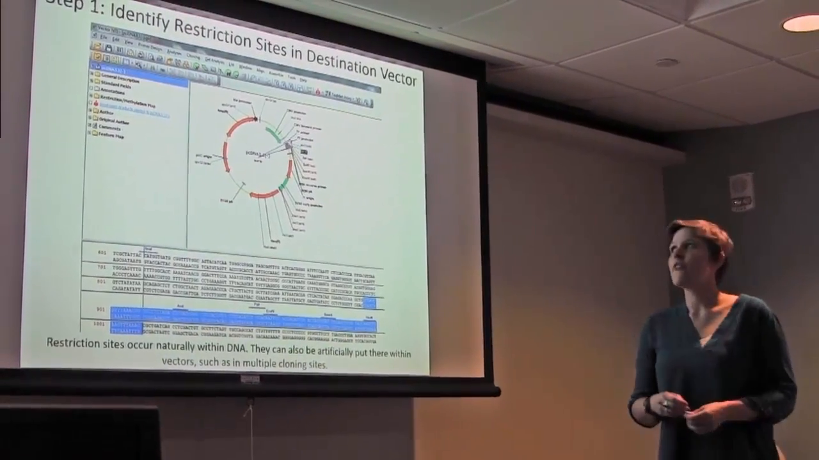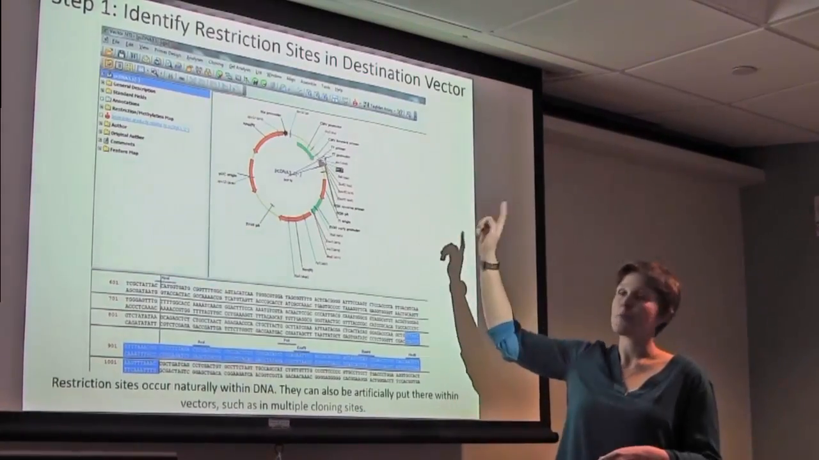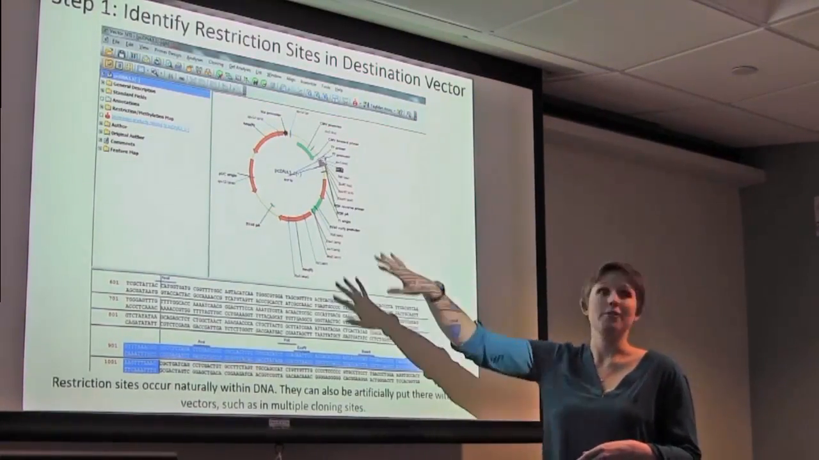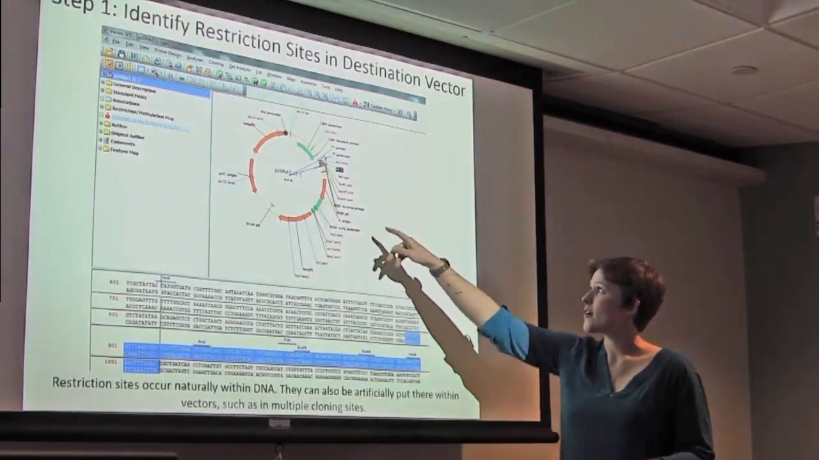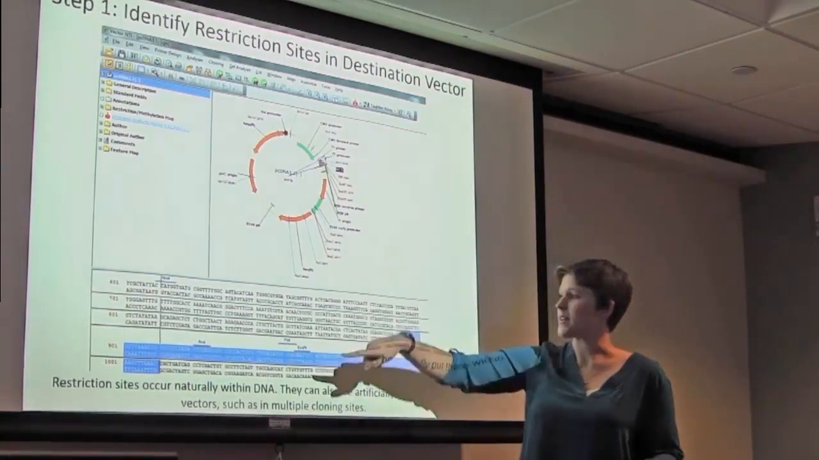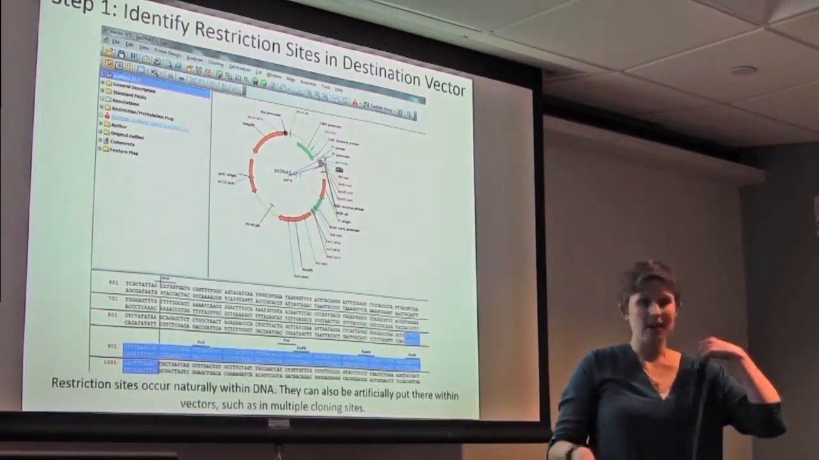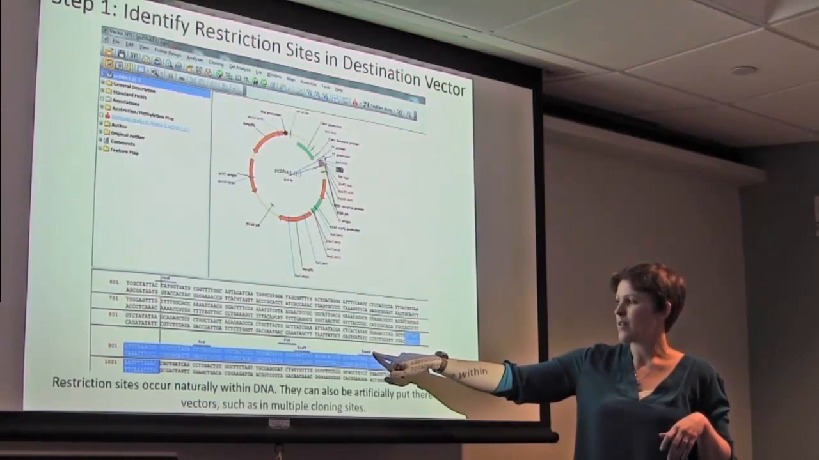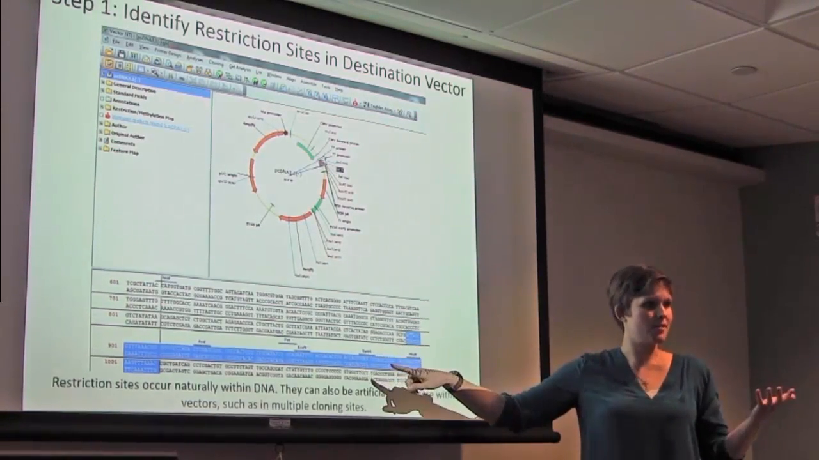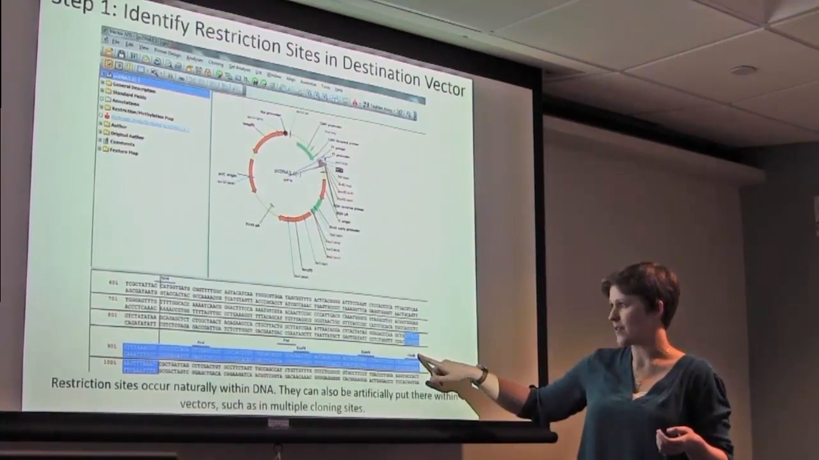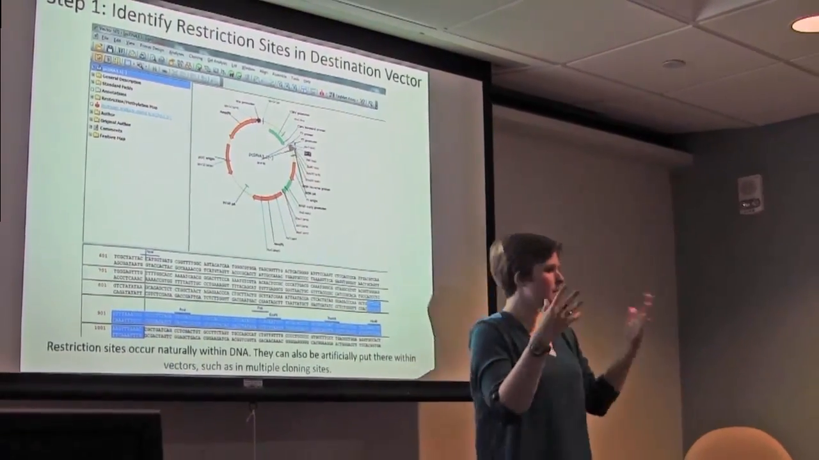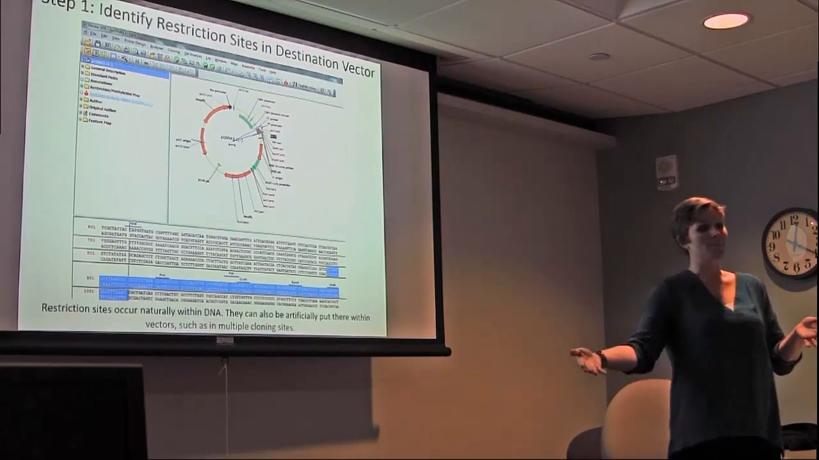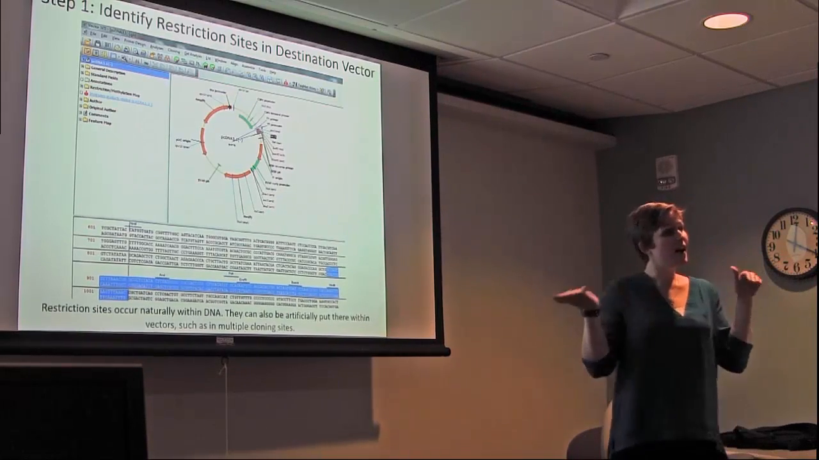Okay, so the first thing that we need to do is identify our restriction sites within our vector that we want to go into. So here I've highlighted the multiple cloning site in Vector NTI, and you can see it here. Anywhere that there's this squiggly line with a word above it, that's a restriction site. So this is a BamHI site, a HindIII site, an EcoRI site, all these sites. And now you can go back to NEB and look at how these cuts look.